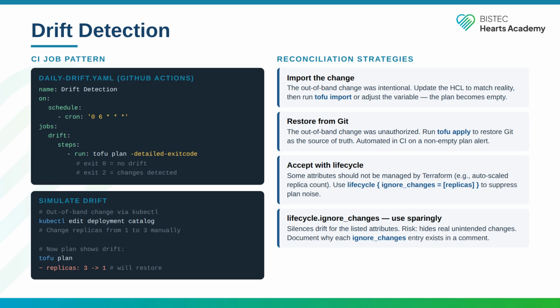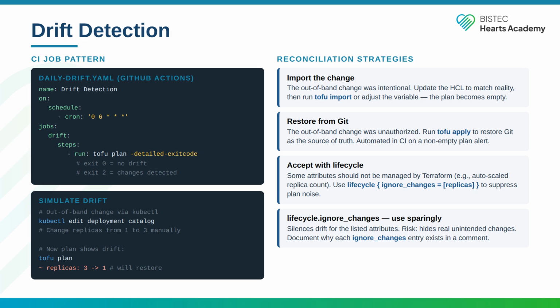Reconcile to Git: run tofu apply, and let OpenTofu restore the desired state. Use this when the manual change was accidental or unauthorized. Adopt the live change: update your HCL to match what exists, then run tofu import if needed. Use this when the manual change was intentional and correct. Accept the drift: add lifecycle ignore_changes to the resource for the drifted attribute, with a comment explaining why. This is the last resort.